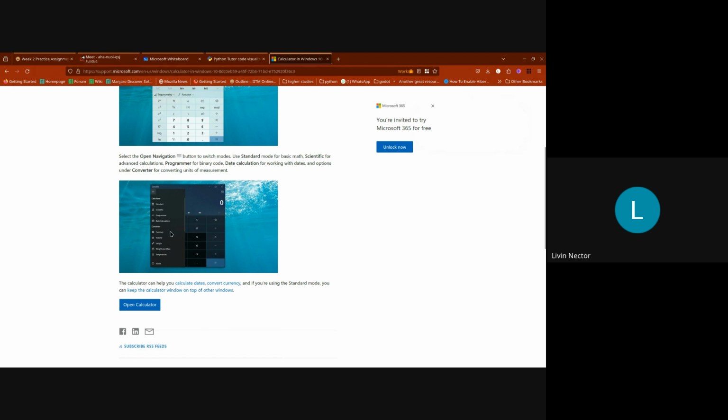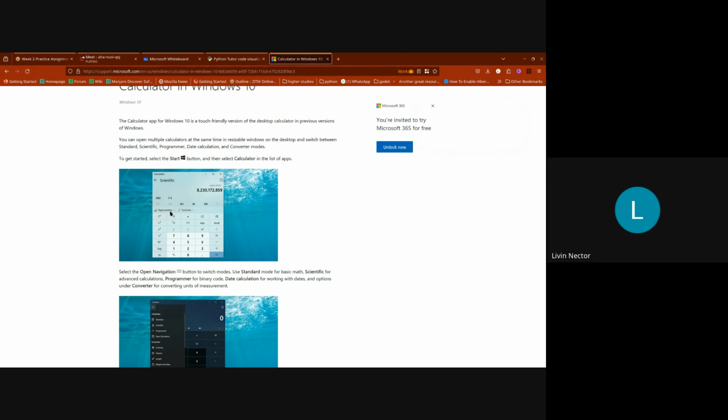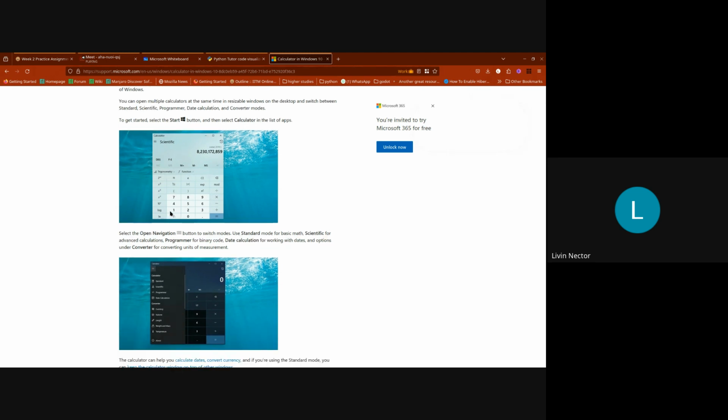Are you able to see it? In the calculator app? Are you able to see this programmer mode? Yes, sir. Yeah. Okay.